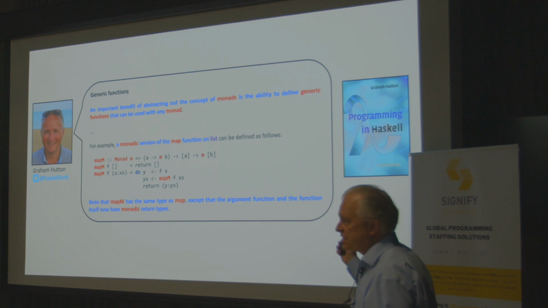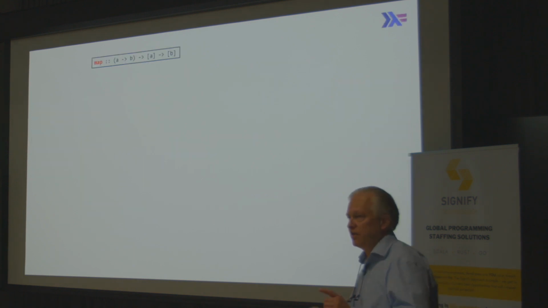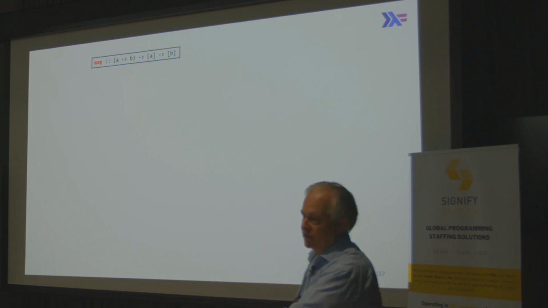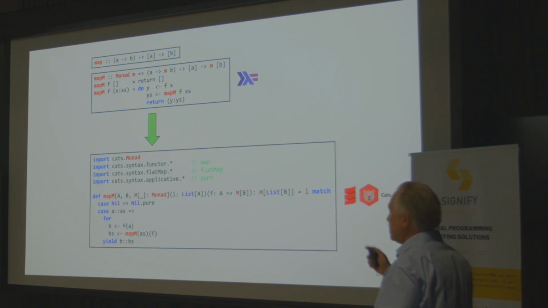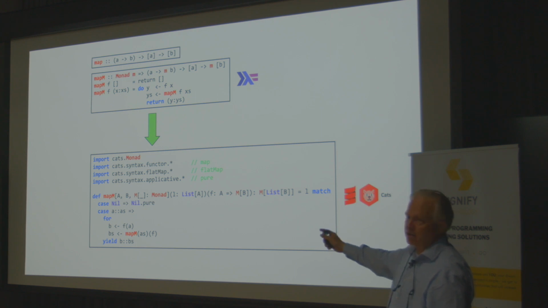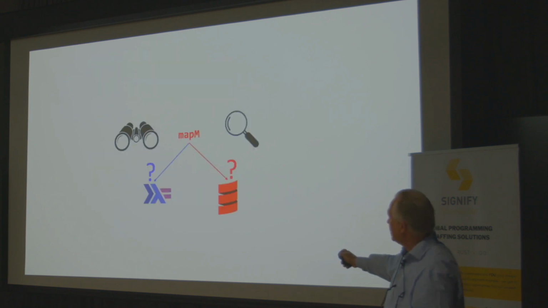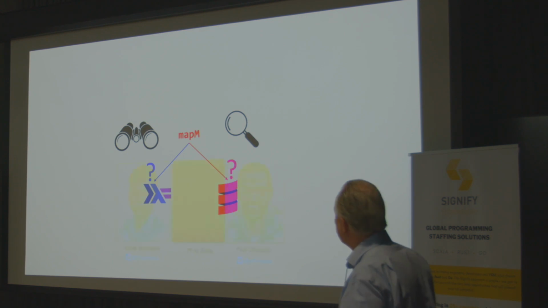I came across mapM in this Haskell book. We're all very familiar with the map function. It takes a function from A to B and a list of A's, and it turns them into a list of B's, right? But what we want to understand is how the mapM function works. And we can write the code for mapM ourselves in Scala using the cats Monad type class. We're going to look at this code soon. But in the meantime, where does mapM live in Haskell and in Scala?